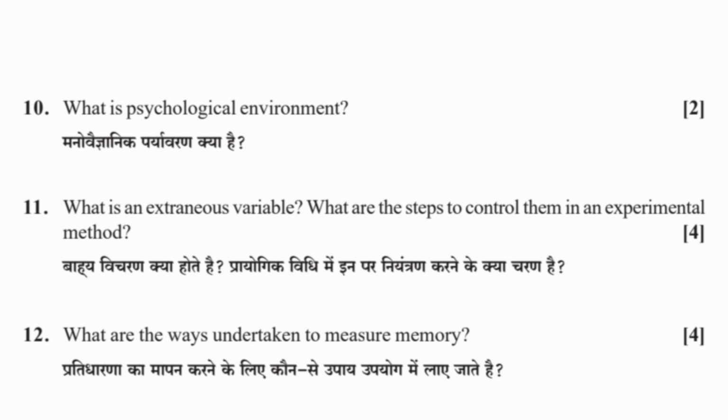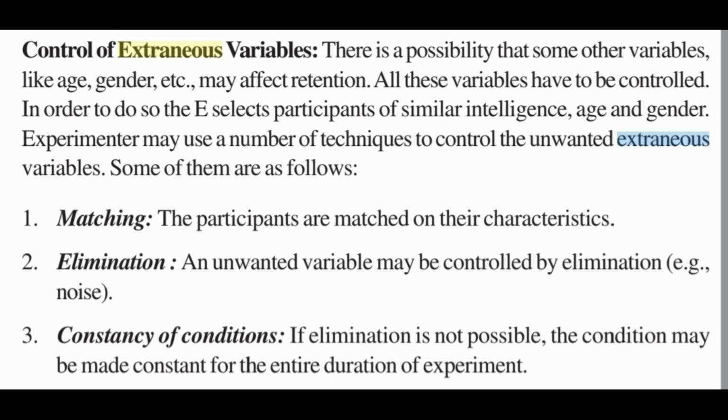11. What is an extraneous variable? What are the steps to control them in an experimental method? There is a possibility that some other variables like age, gender, etc. may affect retention. All these variables have to be controlled. In order to do so, the experimenter selects participants of similar intelligence, age and gender. The experimenter may use a number of techniques to control the unwanted extraneous variables. Some of them are as follows: 1. Matching, 2. Elimination, 3. Constancy of conditions.